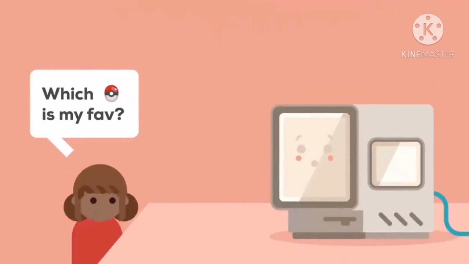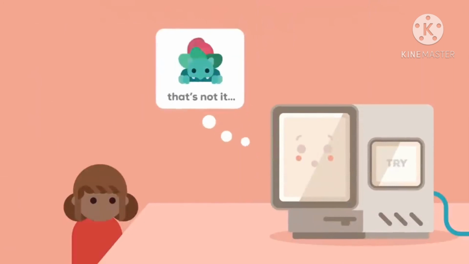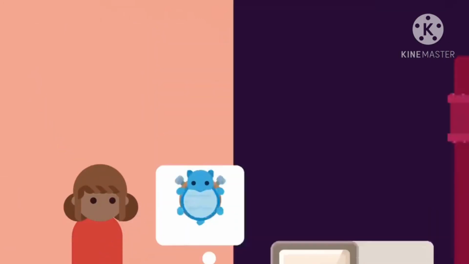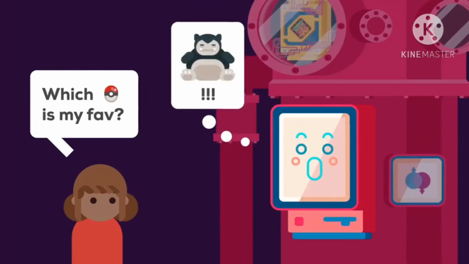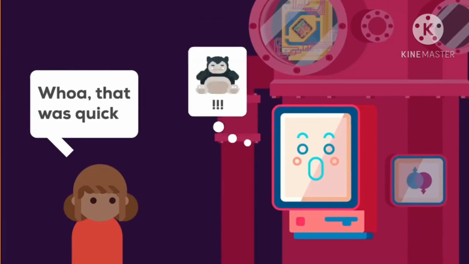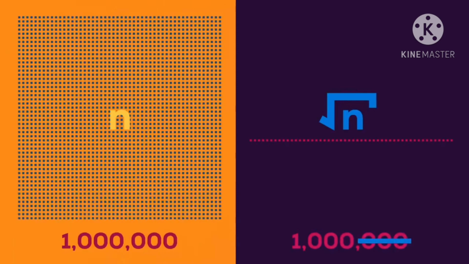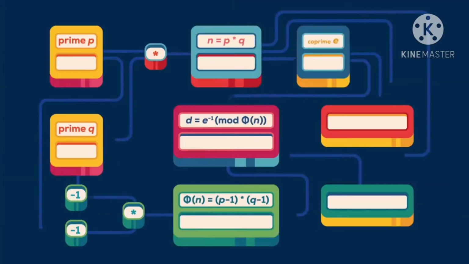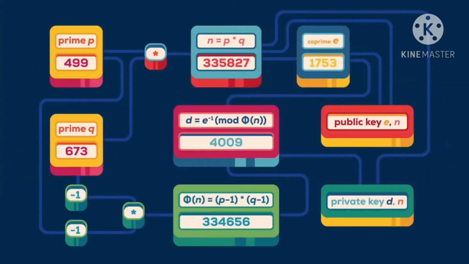One of them is database searching. To find something in a database, a normal computer may have to test every single one of its entries. Quantum algorithms need only the square root of that time, which for large databases is a huge difference. The most famous use of quantum computers is ruining IT security.